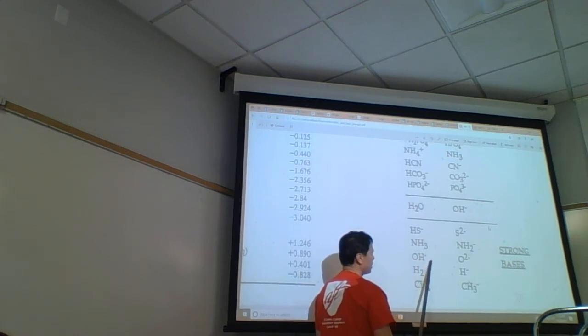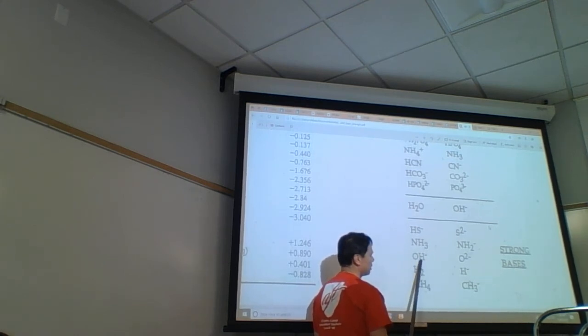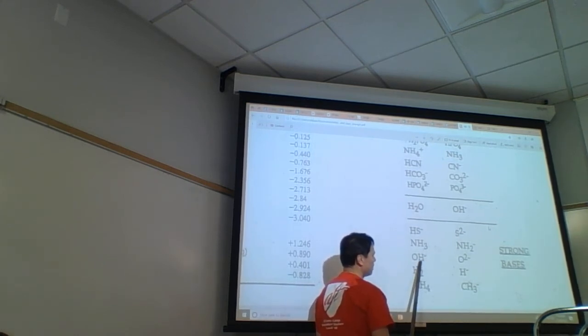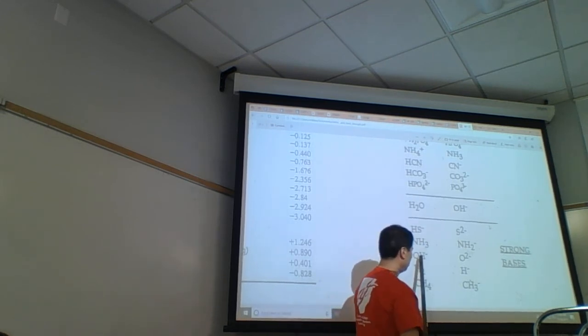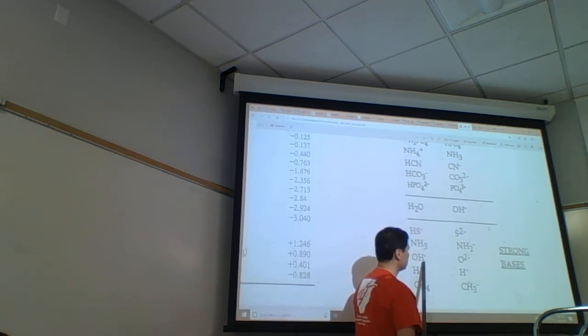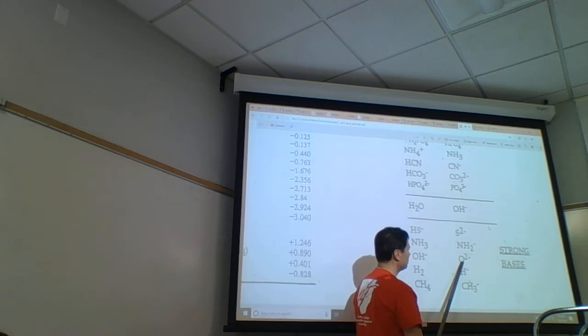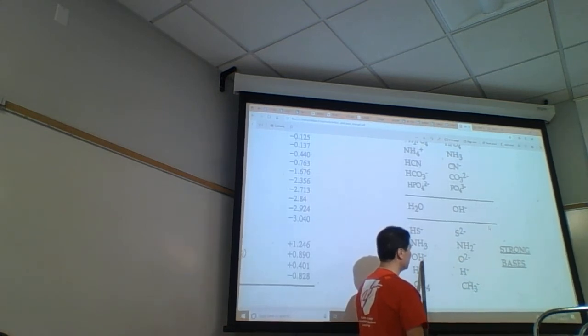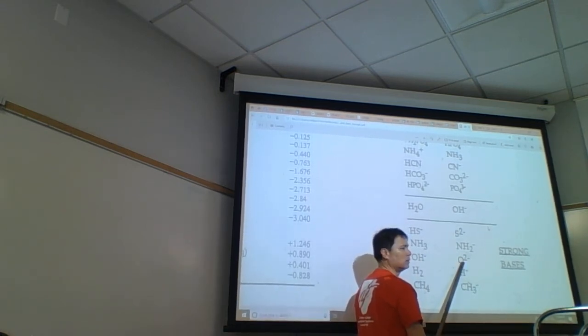So hydroxide is a powerful base, but it's amphoteric. Amphoteric means it can go either way. So hydroxide is an extremely weak acid. Therefore, its conjugate is going to be extremely powerful. And so if this is extremely weak, this is extremely powerful. Extremely weak acid, extremely powerful base.